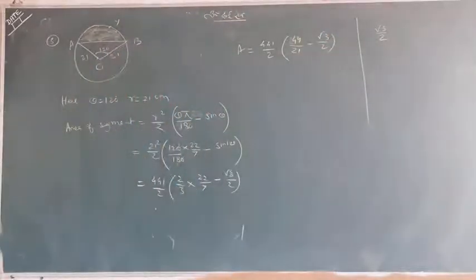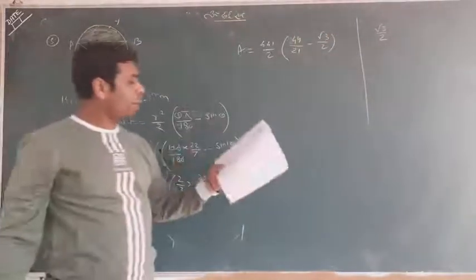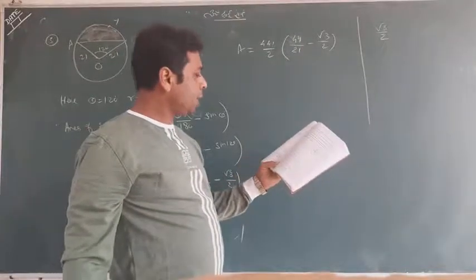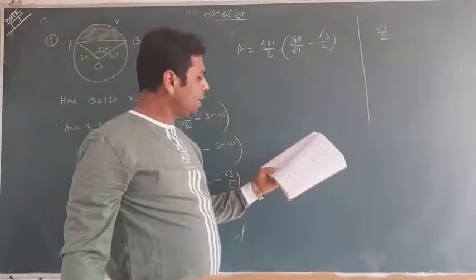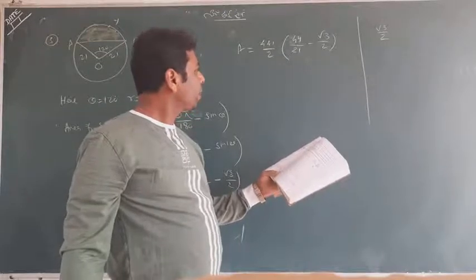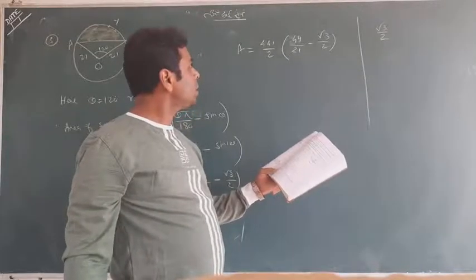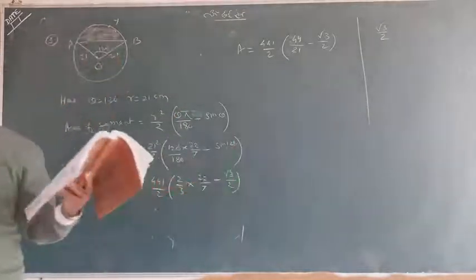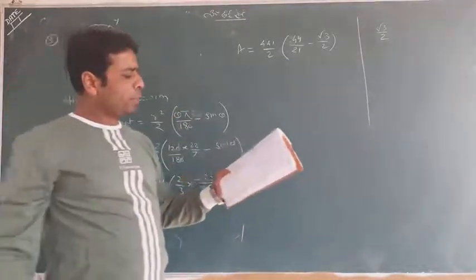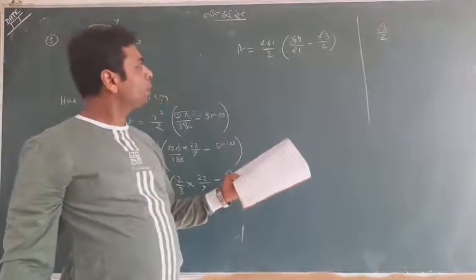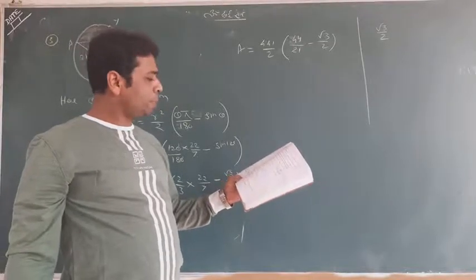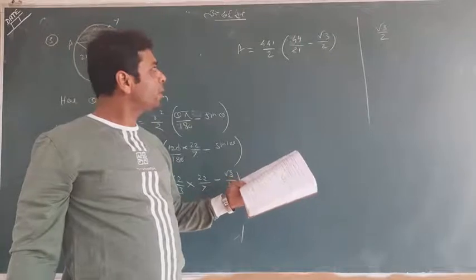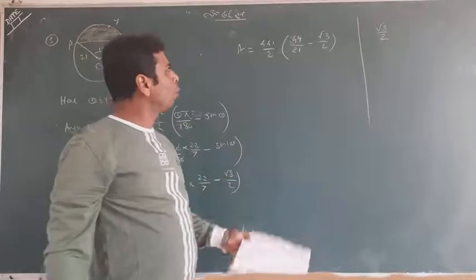So if you check the answer, it's 21 by 4 into 88 minus 21 root 3. They have done the work. Let me check it again. Area of segment 21 by 4. Okay, lots of work has been done from that side only. Our answer is also okay.